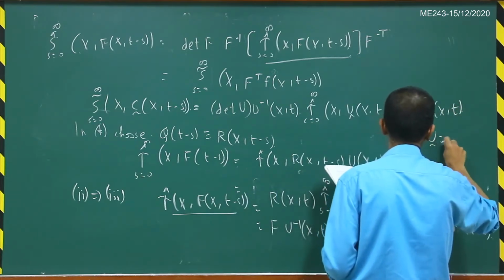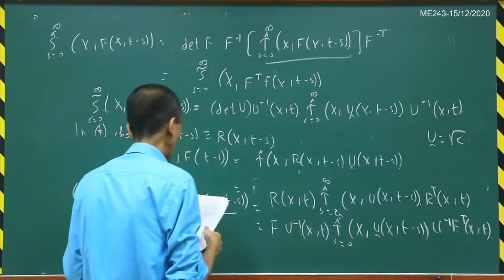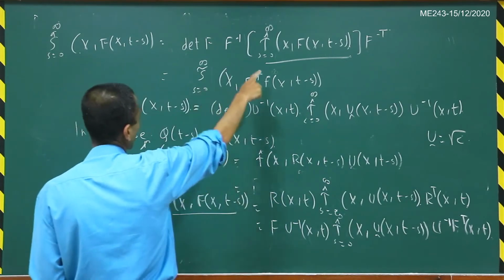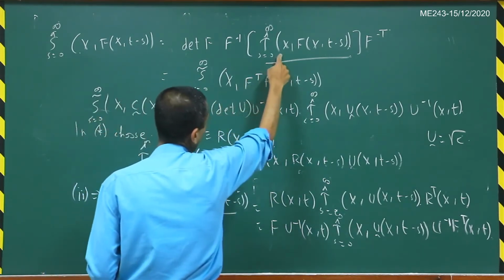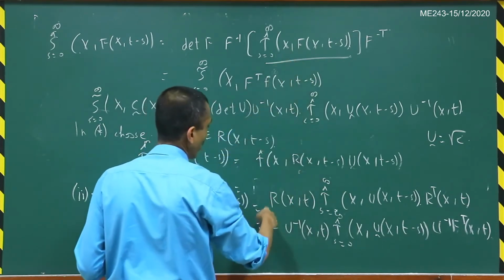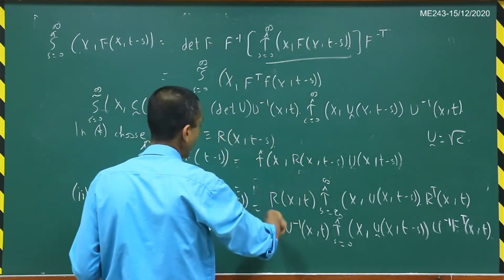Since u is equal to the square root of C here, after you substitute, if you substitute for this term, this particular expression into here, then as I said, your F inverse times F is equal to identity and so on.